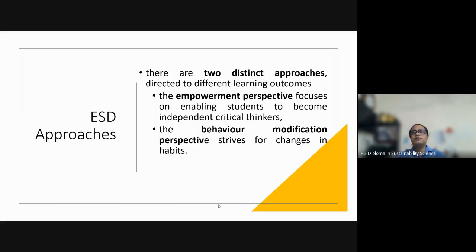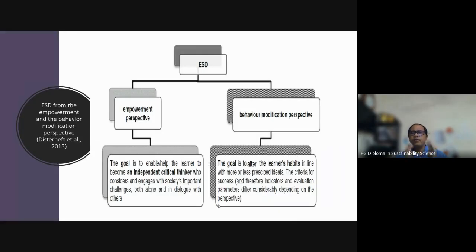Because when we talk about education for sustainable development, one is that you have to teach a certain group of people who are highly educated or have a basic education background. The other is the general public, right? So on the one hand, some have to understand the technicality, the process, and so on about achieving sustainable development, about sustainability. On the other hand, some may need to change their behavioral lifestyle, because sustainable development is not only about technology, it is also about our responsibility, right? So if you look here, the empowerment perspective is about the goal to enable the learner to become an independent critical thinker.